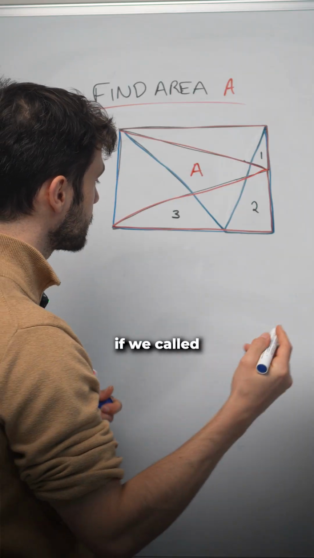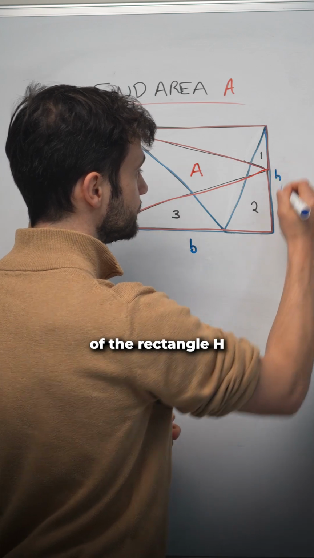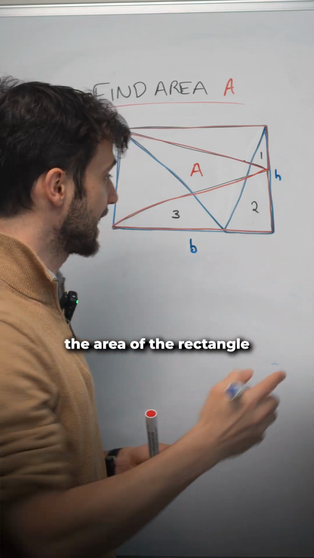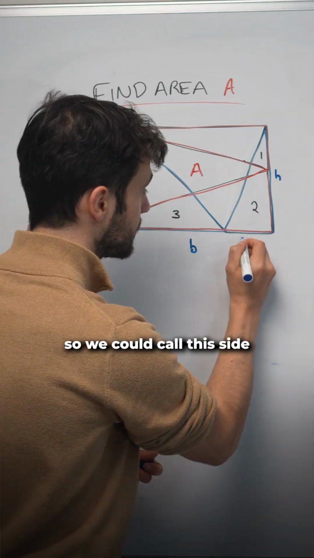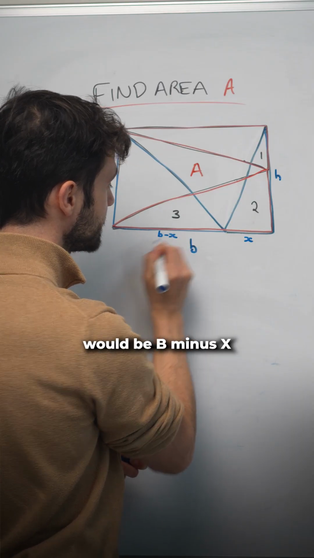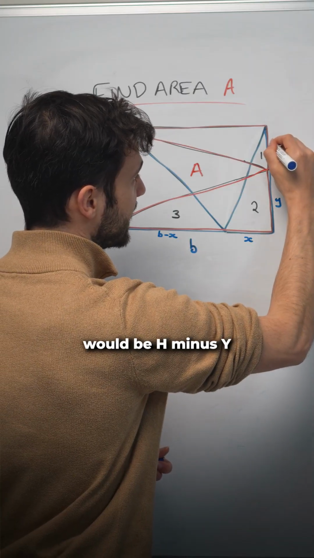So for example, if we called the base of the rectangle B, the height of the rectangle H, then we could split up some of these portions so that we can express the area of the rectangle and express the areas of all of the triangles. So we could call this side of the triangle X. So this part would be B minus X. This part we could call Y. So this upper part would be H minus Y.